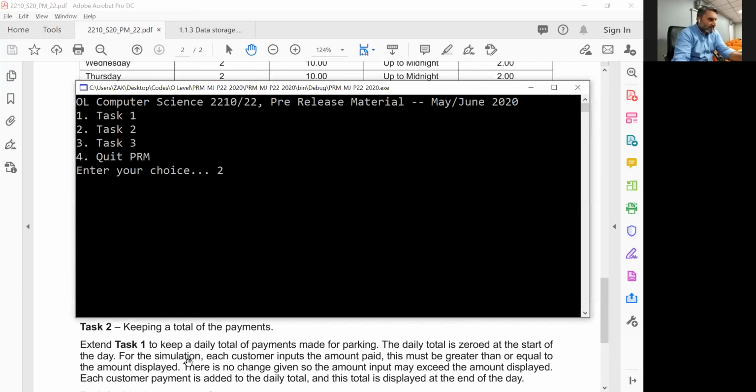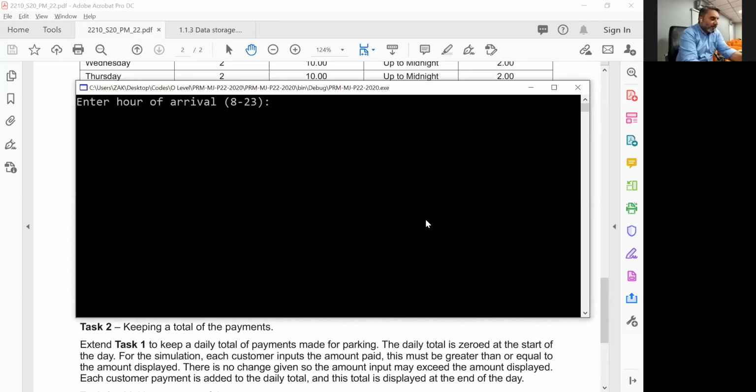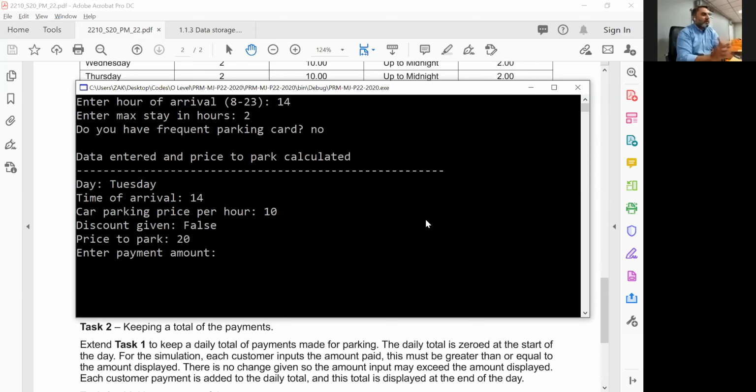So here we can see extend task 1 to keep a daily total. So let's start with task 2. Let's say I have entered Sunday. No, let's make it Tuesday now. Tuesday, enter hour of arrival for Tuesday. Let's say I came at 1400 hours. Maximum stay, I stayed for 2 hours. So there is my data. This is for the first customer. Let's say I'm the first customer.